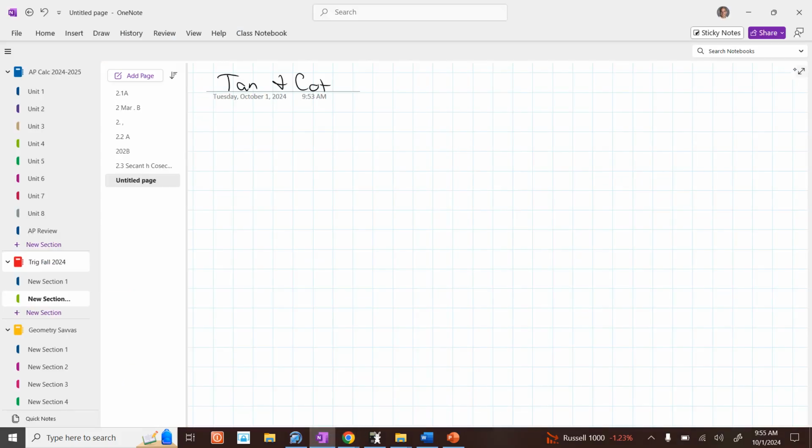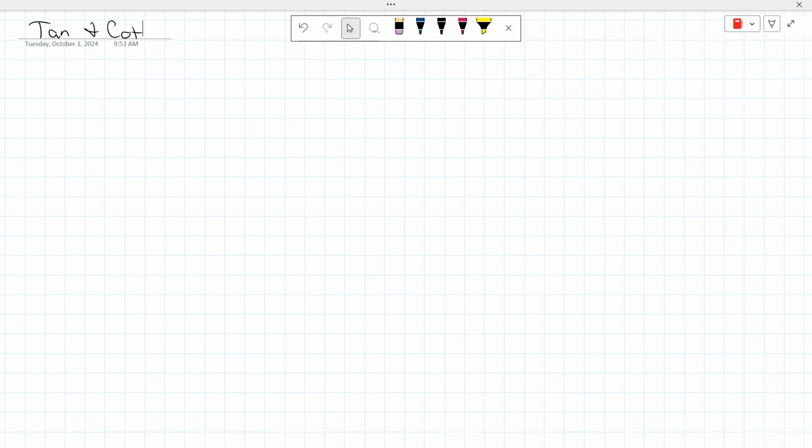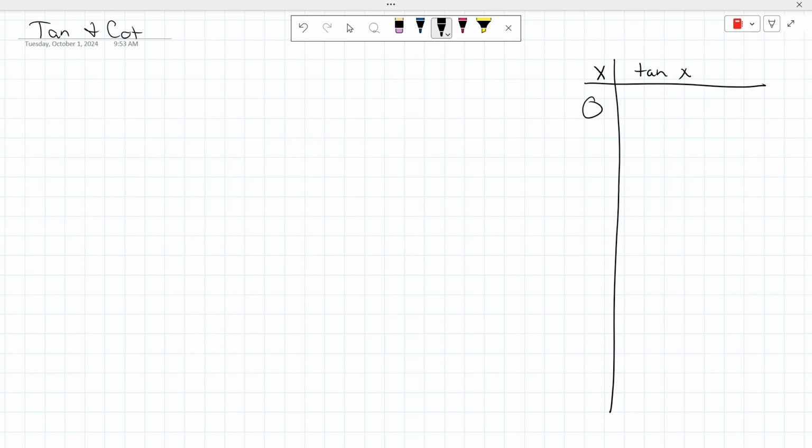All right, tangent and cotangent. Unit circle out, please. X, tangent of x, okay? When x is 0, what's the tangent at 0? What's the tangent at 0? Tangent is y over x, right? So it's 0 over 1, which is 0.